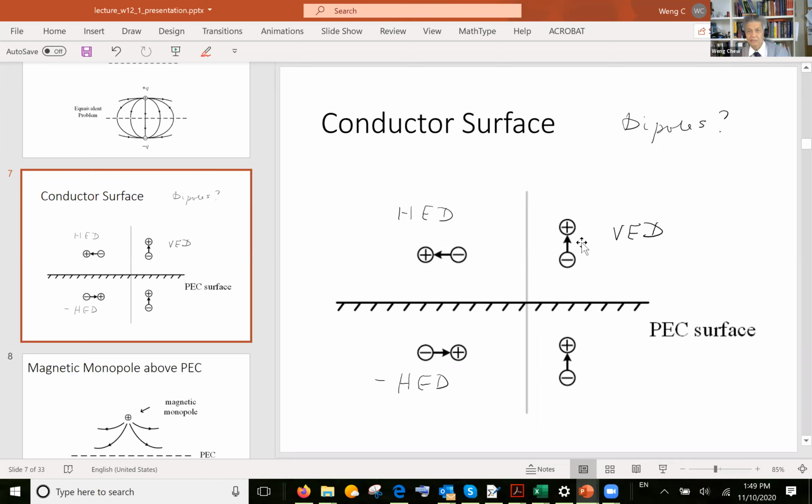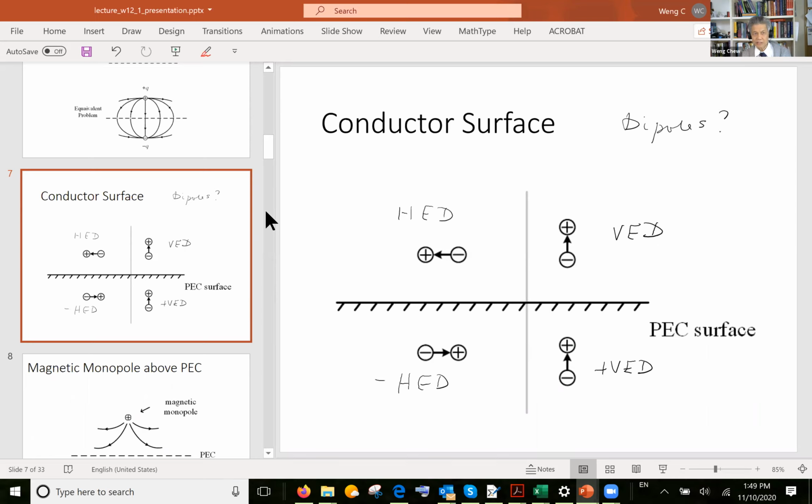And by the same token, positive charges reflect to negative charges down here. And this negative charge reflects to a positive charge down here by the image theorem. Hence, a vertical electric dipole reflects to a vertical electric dipole also. Okay, so the polarity remains the same for a vertical dipole, but it is different for a horizontal electric dipole.